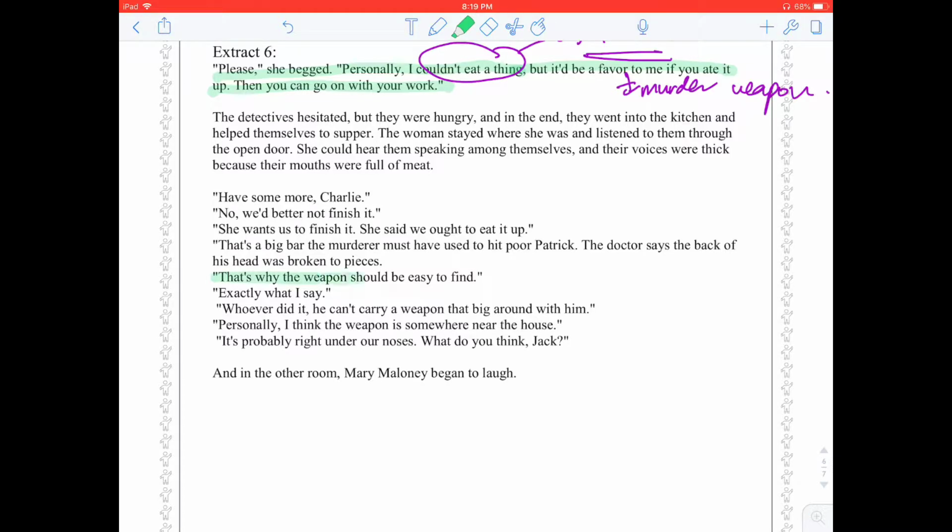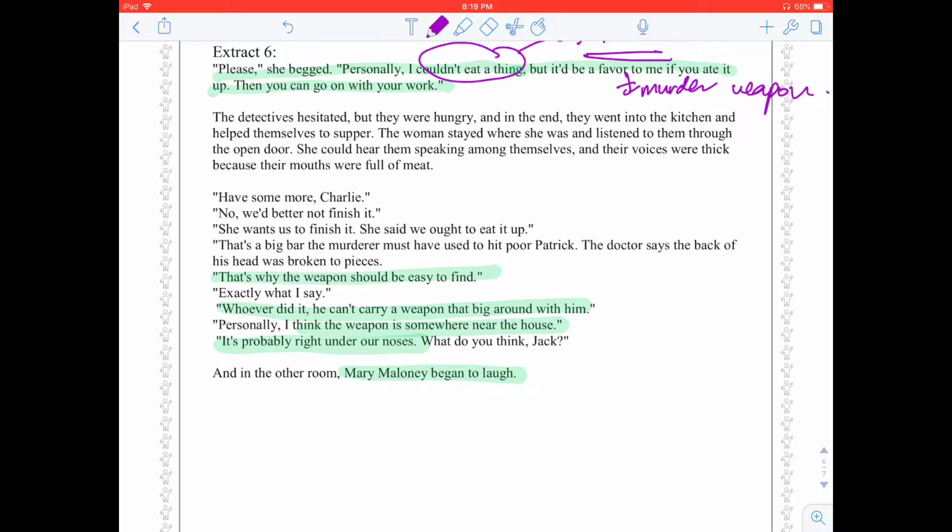"That's why the weapon should be easy to find. Whoever did it, he can't carry a weapon that big around him. Personally, I think the weapon is somewhere near the house. It's probably under our noses. What do you think, Jack?" And at this one, she began to laugh.